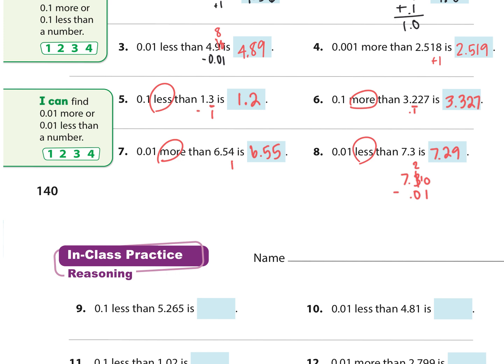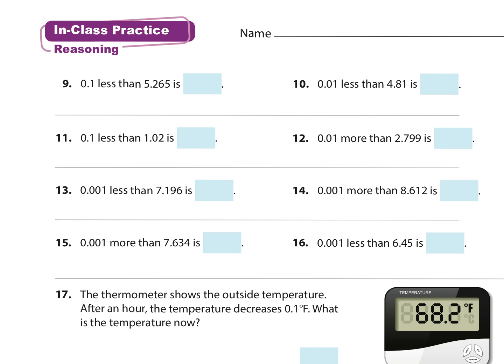There is nothing wrong with you writing it out in the standard algorithm format, the one that we practiced last week. Okay, you can work that out if that's easier for you to see visually. All right, let's move on and look at the next page.